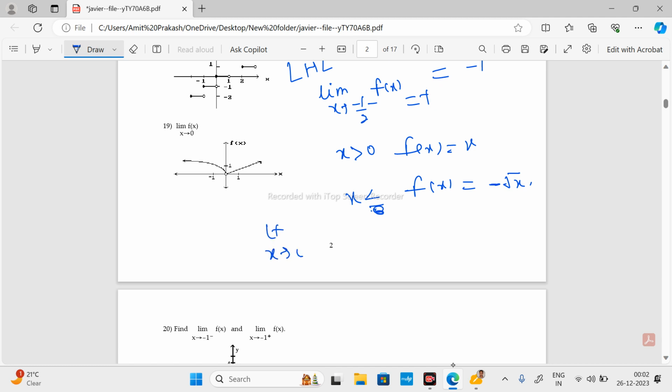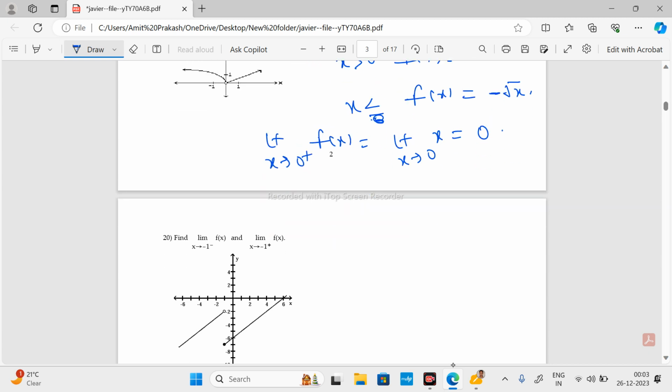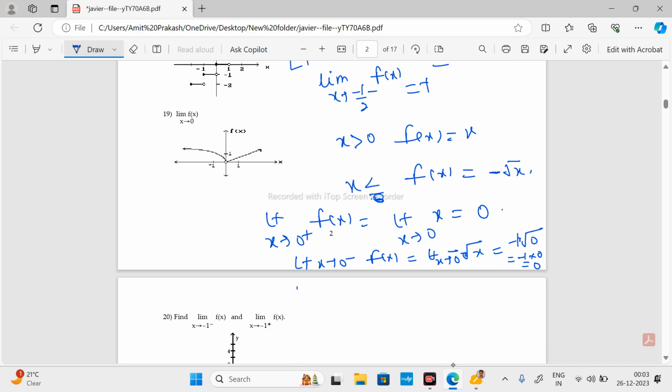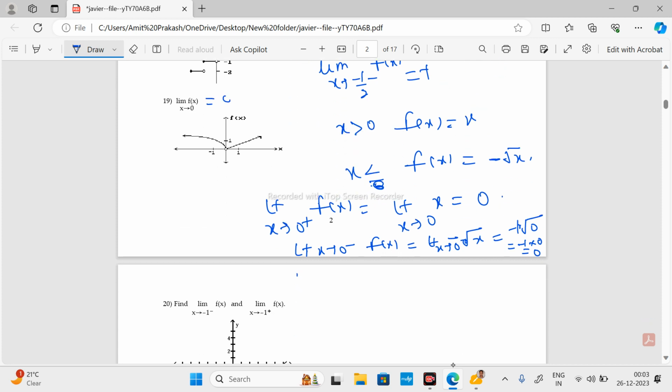So limit x tends to 0 plus of f(x) equals limit x tends to 0 of x, and this becomes 0. Again limit x tends to 0 minus of f(x) equals limit x tends to 0 of minus square root x, and minus square root 0 becomes 0. So LHL and RHL at x equals to 0 are both 0, so the limit is also 0.